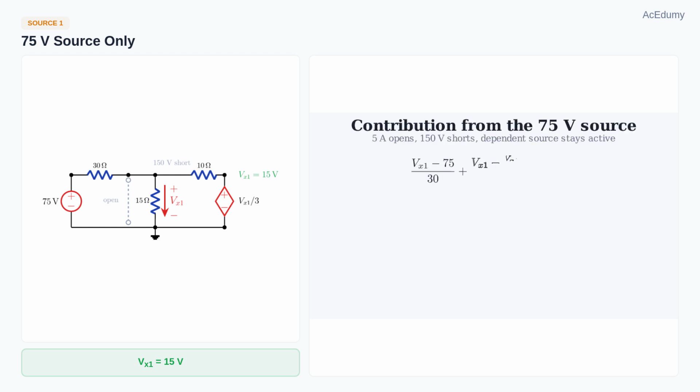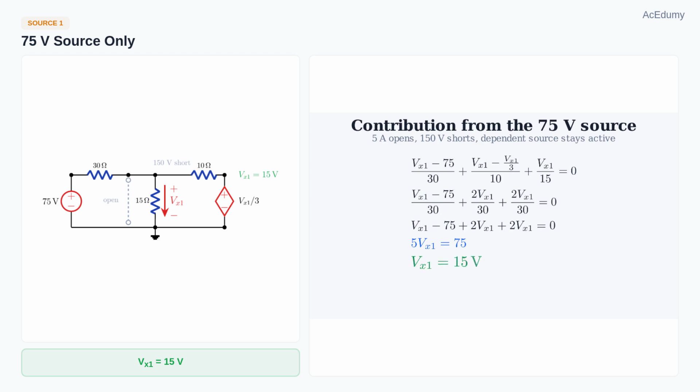First, keep only the 75-volt source active. The 5-amp current source becomes an open circuit, and the 150-volt source becomes a short circuit. Now write Kirchhoff's current law at the Vx1 node.